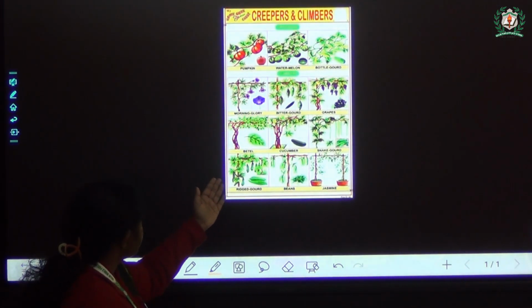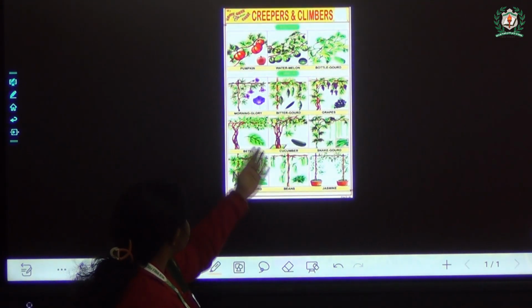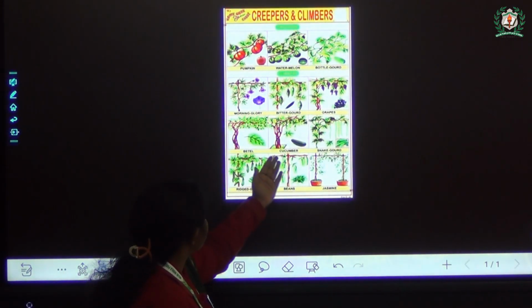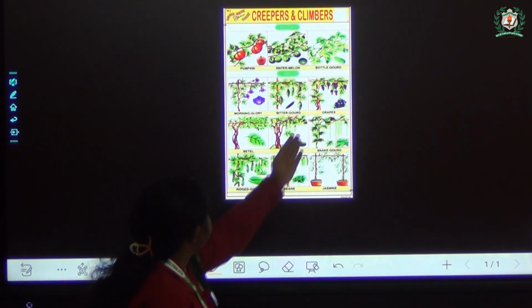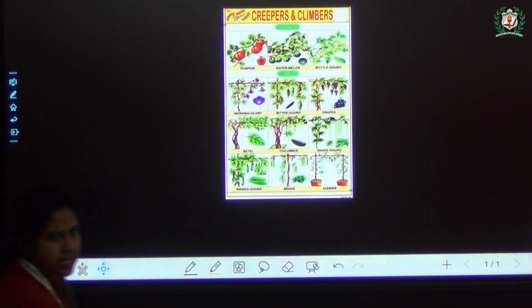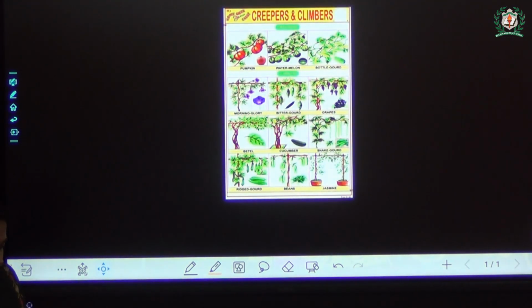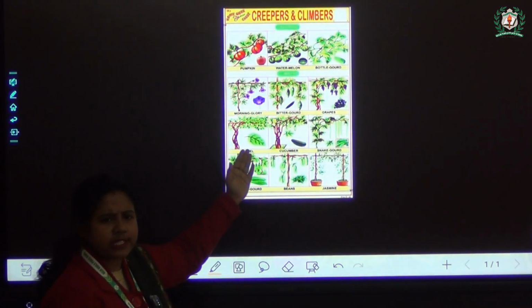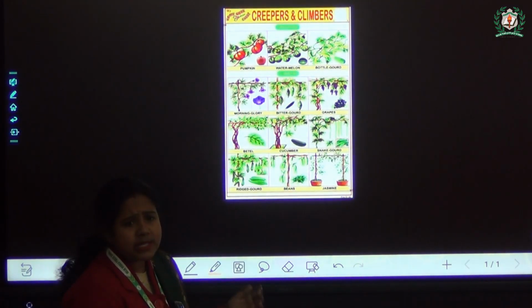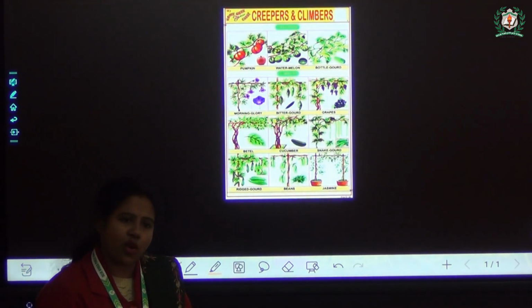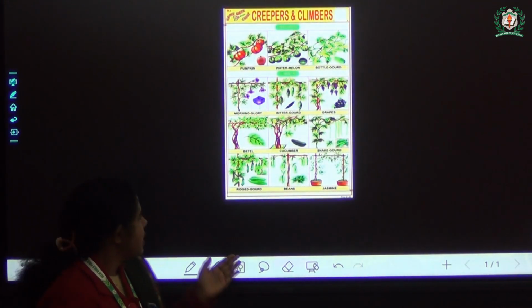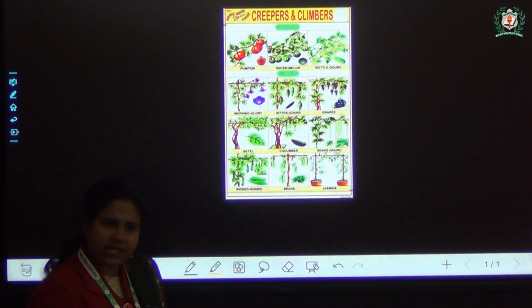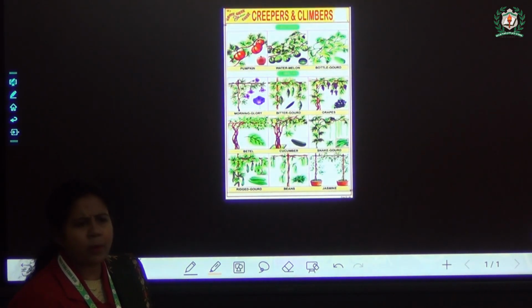So see the examples. They are like betel, cucumber, jasmine, beans, grapes. These are very common examples that you can have. Some plants have very weak stems. So the first point is what? The climber stem is very weak. They are not so strong. If it were a strong one, they could have grown by themselves. But the climbers cannot grow on their own.